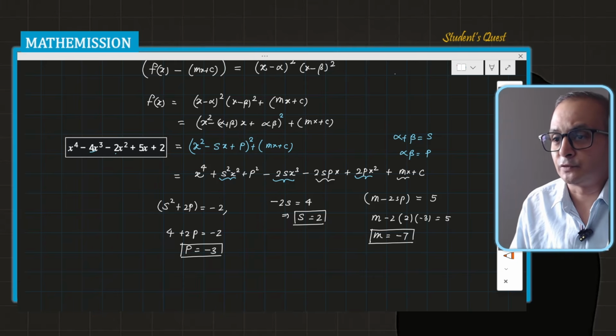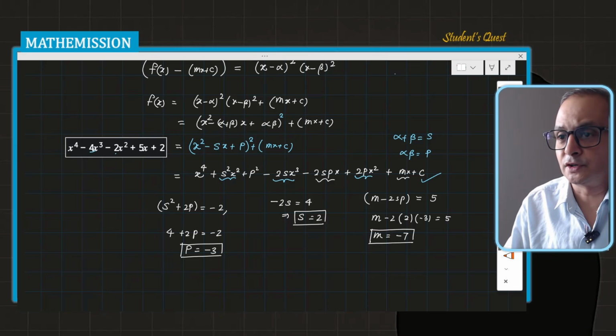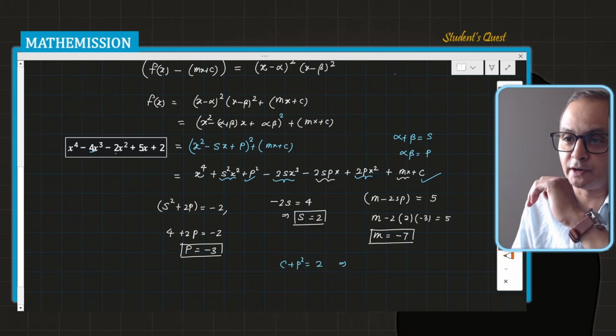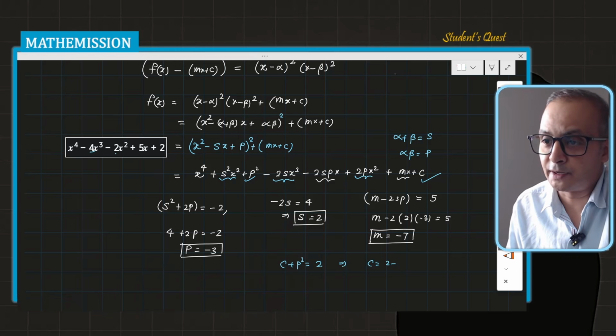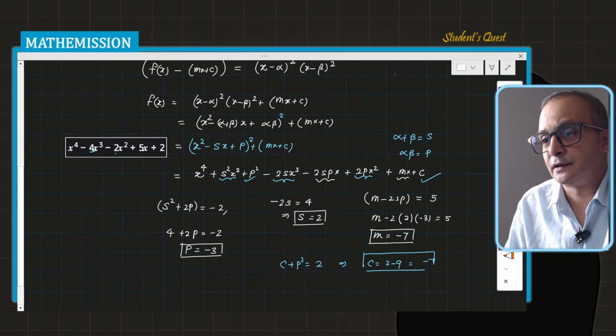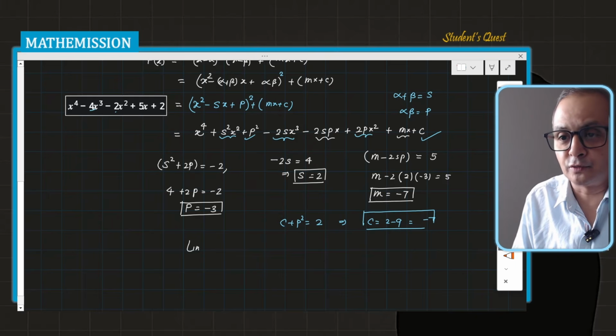Once I get m, I have to find out the c only, and that will be the line equation we get. So now let's see that there's a c here as the constant, and this is p squared. So I can write, compare with the coefficient. So c plus p squared is equal to 2, and p is already, we have got 9. So c is going to be 2 minus 9, that is negative 7. And so we have the value of c and everything. And so the line, I got the tangent, what I'm looking for is y is equal to minus 7x minus c, and that's the answer.